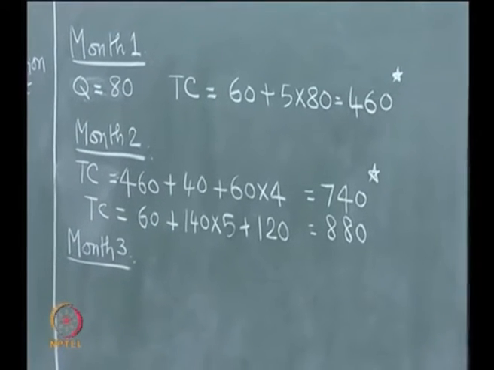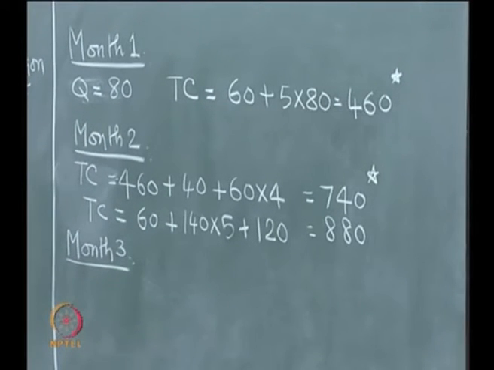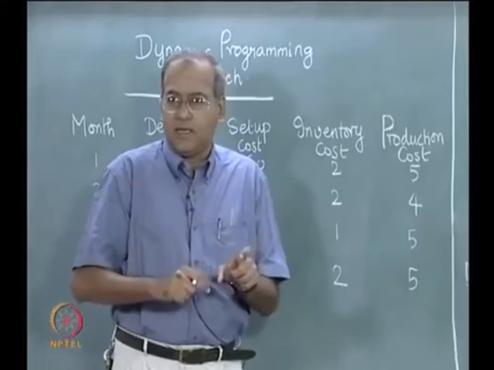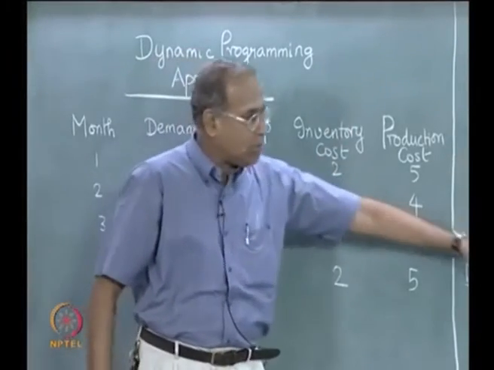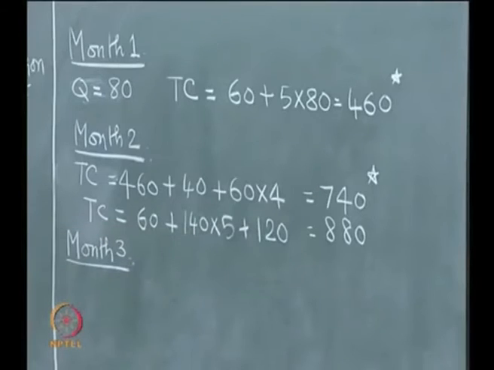Now month 3 can be met in 3 ways. One is to meet month 1 in the best possible way and then produce for months 2 and 3 in month 2. The other is to meet month 2 in the best possible way and produce for month 3 in month 3, and the third is to produce everything in the first month and carry for months 2 and 3. So we have 3 ways of doing it.